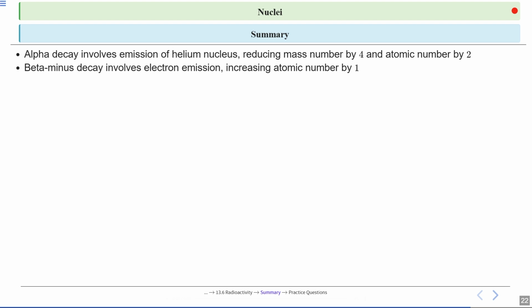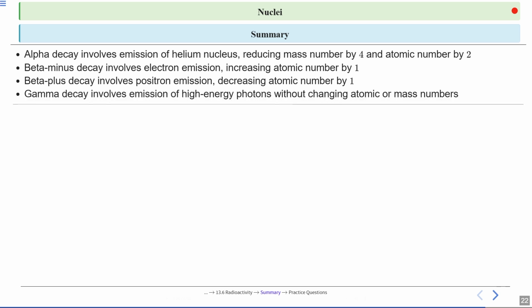Here a neutron in the nucleus changes into a proton and emits an electron, which we call a beta particle. This increases the atomic number by 1, but the mass number stays the same. Next is beta plus decay, which is also called positron emission. In this case, a proton in the nucleus turns into a neutron and releases a positron, which is like a positive electron. This process decreases the atomic number by 1, while the mass number remains unchanged.